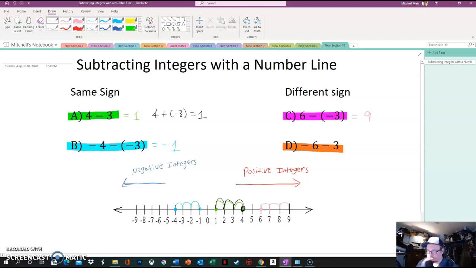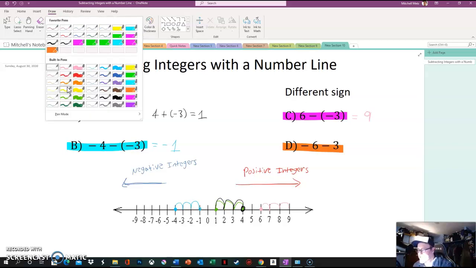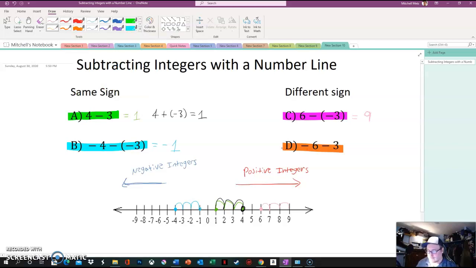Lastly, negative 6 minus 3. So in this one, we're going to do the same. We're going to start at negative 6 all the way here on my number line. I'm going to label it. And now I'm going to subtract a 3. I'm only subtracting a positive 3, so I'm just going to follow the normal directions. Because I'm subtracting 3, I'm going to go in my negative direction. So I'm going to go 1, 2, 3. And I'm at negative 9.